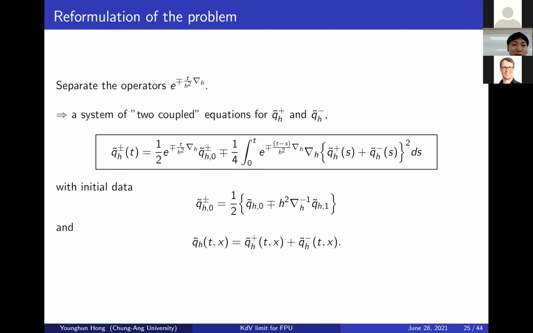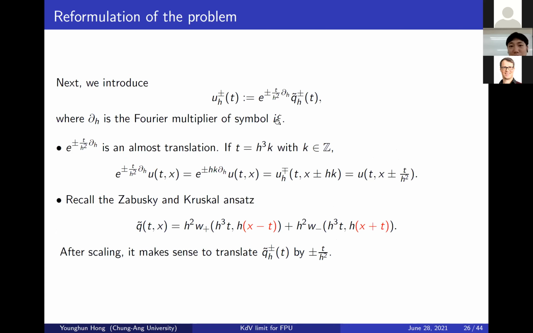There is nothing special, I think. Then finally we introduce a new function by applying a new operator, this one, where ∂_h is the Fourier multiplier with symbol iξ. This kind of operator is related to the translation operator. If t is this discrete time, we can easily see that this operator is a translation operator in space. And in Zabusky and Kruskal's ansatz, there is a translating factor. So putting in this additional operator corresponds to this translation up to scaling, and in this sense it makes sense.